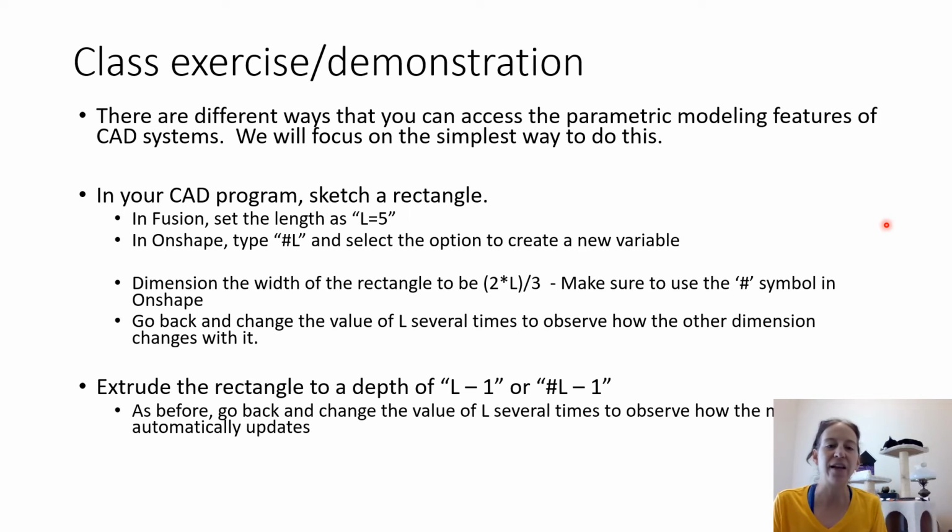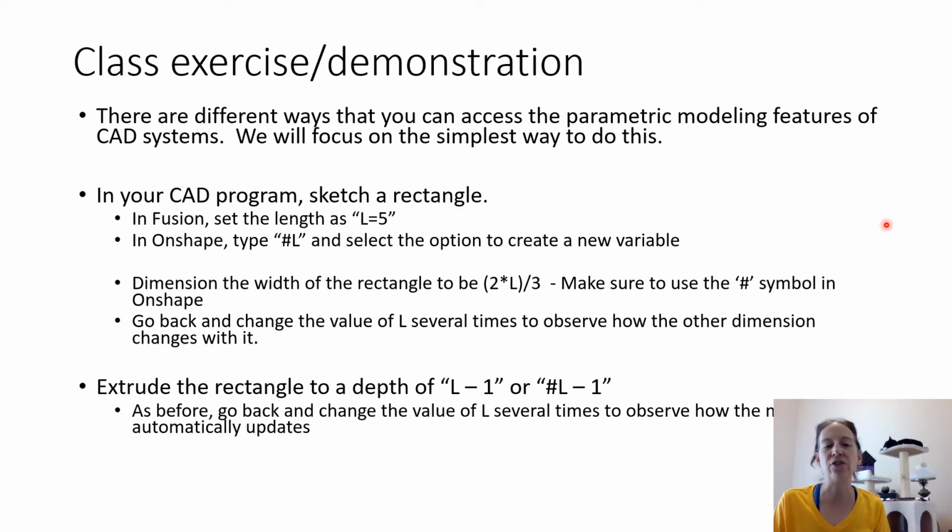Then dimension the width of the rectangle to be 2 times L divided by 3. This is a situation where we would like the width to be 2/3 of the length. Make sure that you use the pound symbol in Onshape. So you want to do 2 times, and then Onshape really looks for that pound, like it looks for that value, and then the divided by 3.